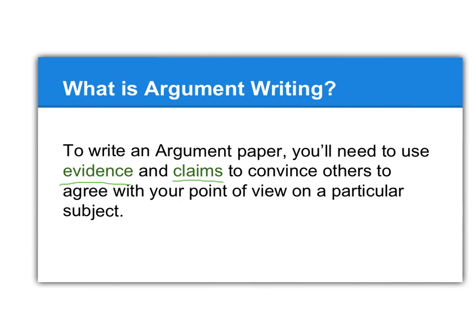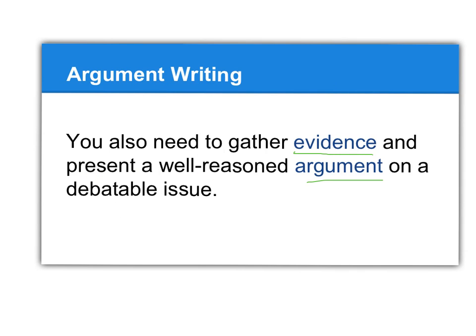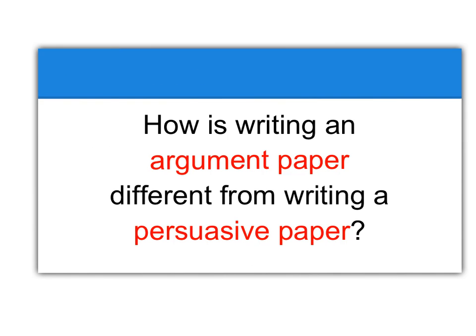First question, what is argument writing? To write an argument paper, you'll need to use evidence and claims to convince others to agree with your point of view on a particular subject. You will also need to gather evidence and present a well-reasoned argument on a debatable issue. So the question is, how is writing an argument paper different from writing a persuasive paper?